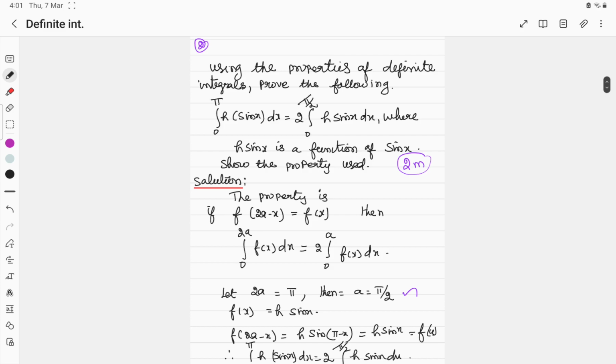Question number 2. Using the properties of definite integrals, prove the following. 0 to pi h sin x dx is equal to 2 into 0 to pi by 2 h sin x dx, where h sin x is a function of sin x. Show the property used.